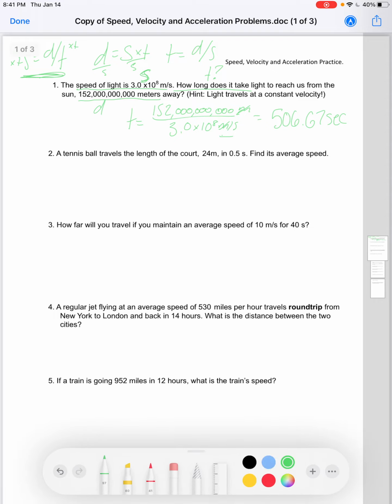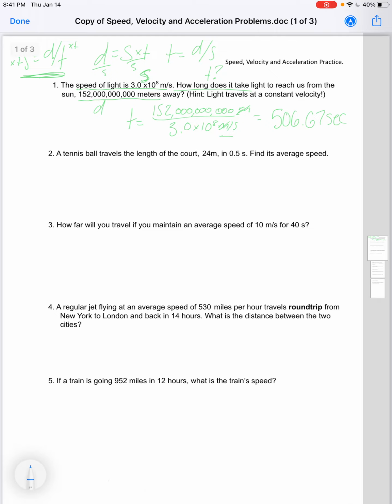Number 2. A tennis ball travels the length of the court, 24 meters, in 0.5 seconds. Find its average speed. So I'm looking for speed. I know my distance is 24 meters, and my time is 0.5 seconds.